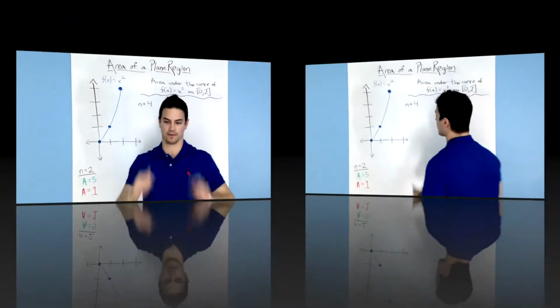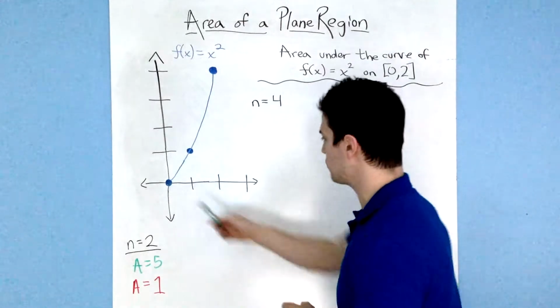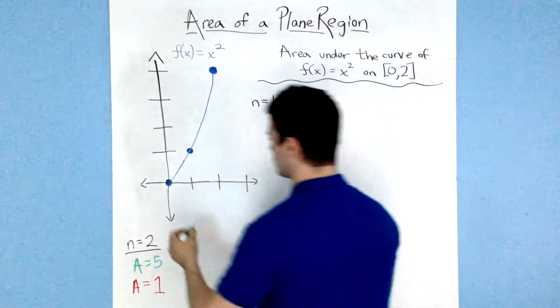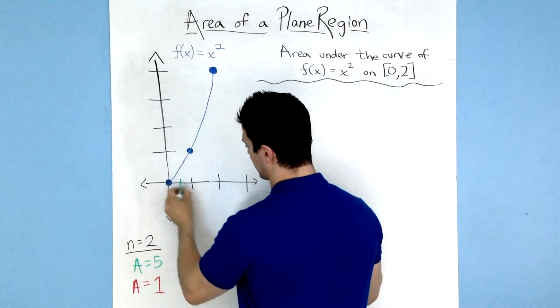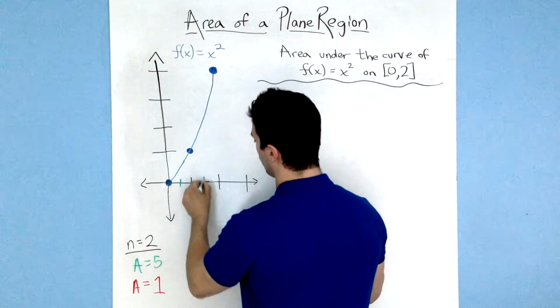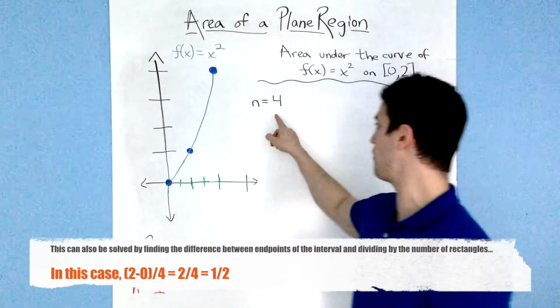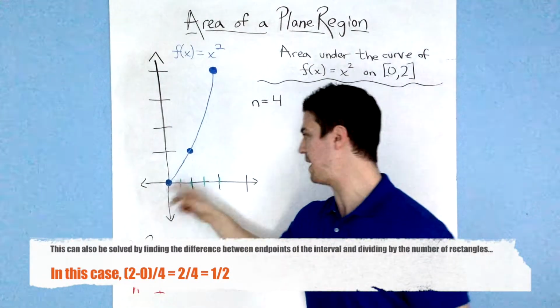So here we go. Alright, so we have 4 separate intervals, and we have 2 spaces from 0 to 2, so that means that the intervals should be broken up into halves. So we have 1 here, 1 here, 1 here, and 1 here for our rectangle. So each one's going to be a half because we have 4, and 2 divided by 4 is going to be a half for each of these.